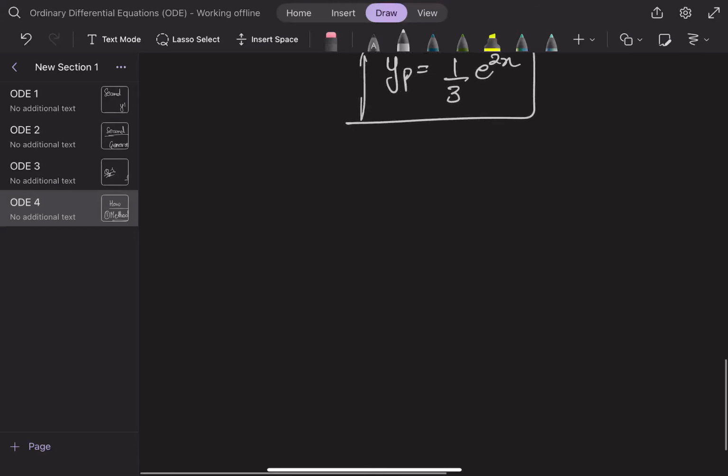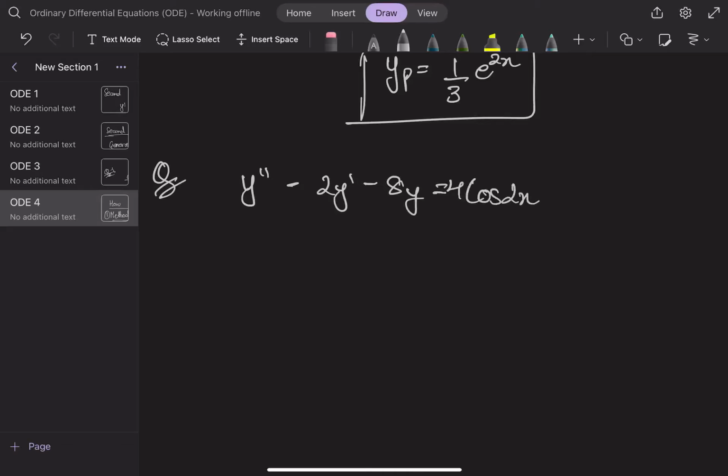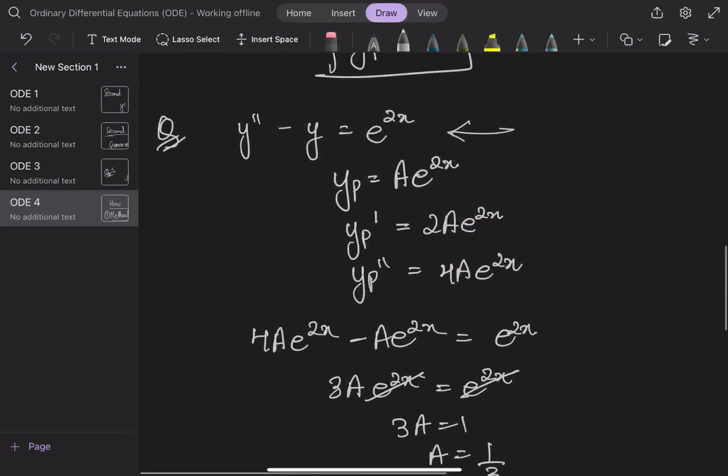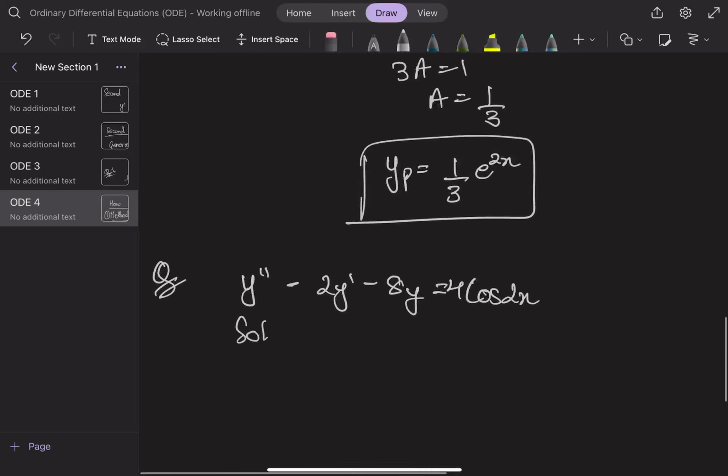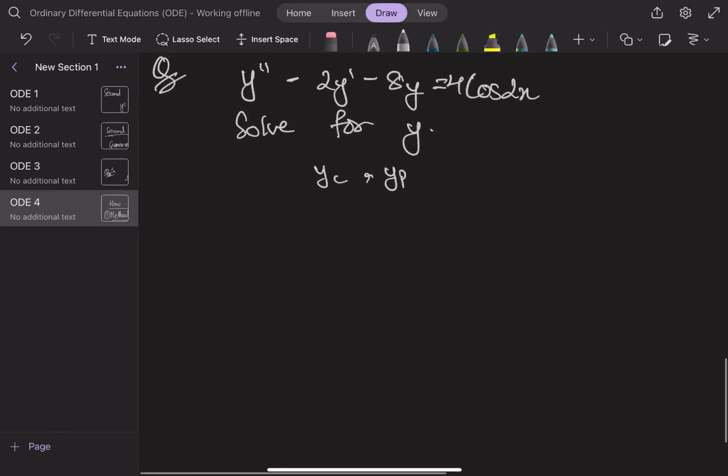Let's take one last example. y'' minus 2y' minus 8y is equal to 4 cos 2x. So here you can see that this is an entire equation, and earlier we were just finding the yp. Now if you have to solve for y, you need both yc and yp. So let's start.